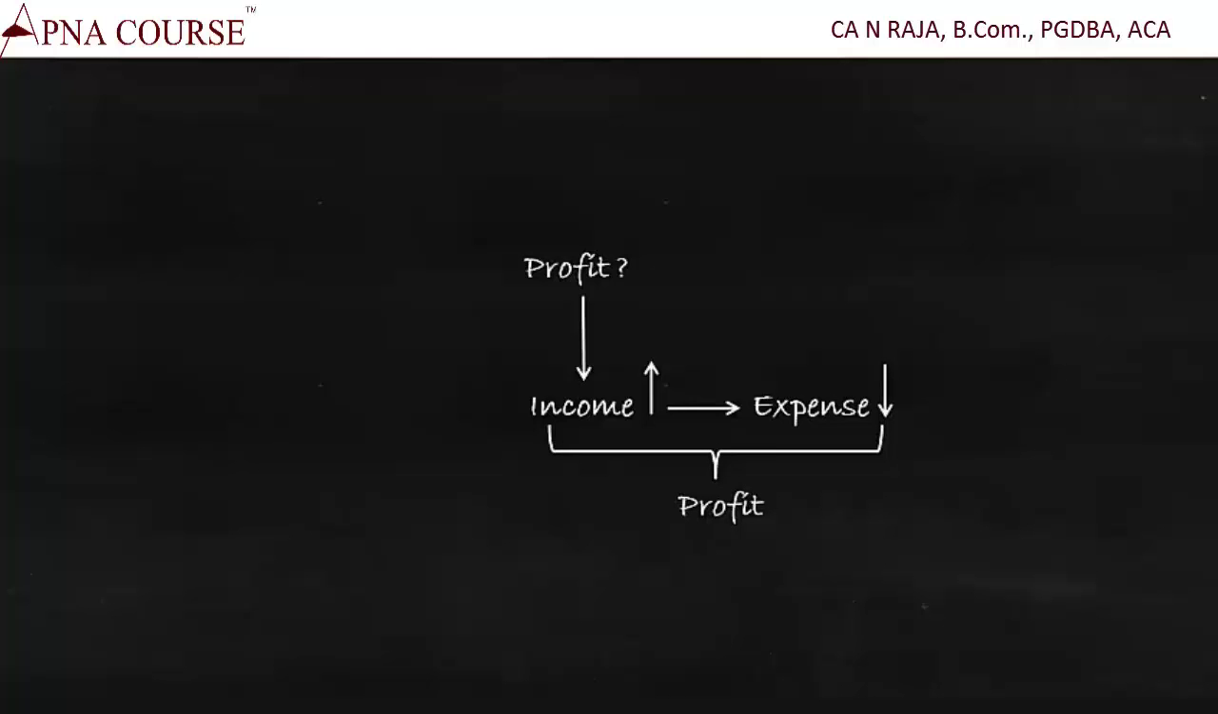So when we understand profit, we should understand what is loss also. When your income is less and your expenses are more, then that would be called loss. So now we understand that profit is a result of income and expense. If your income is more than expense, it's called profit.